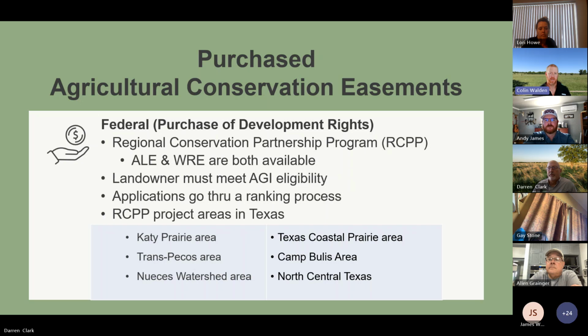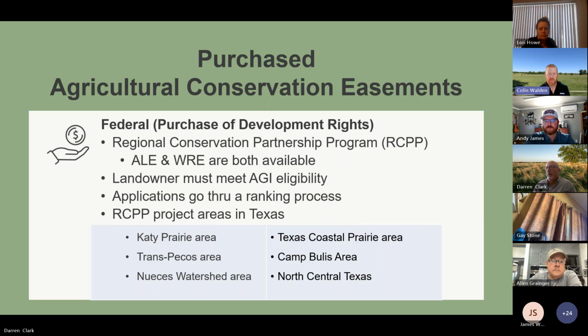Another option for USDA is, another acronym, right? The Regional Conservation Partnership Program. So both the Ag Lands Easement and the wetlands are available through this program.